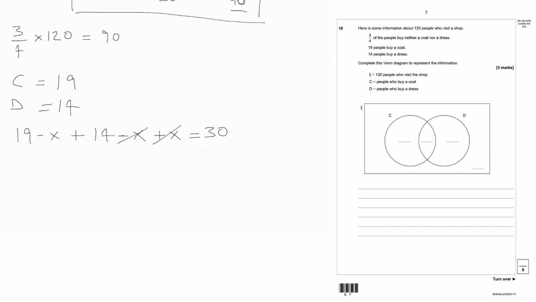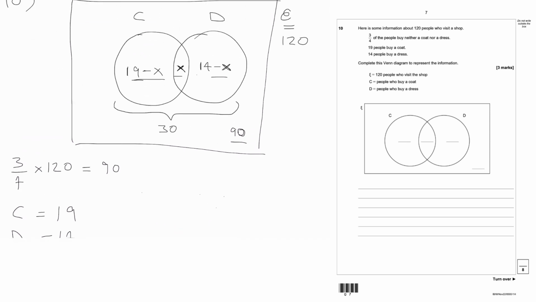So we have, in this case, the X's cancel out. So we have a minus X and a plus X. These cancel. And we are left with 19 plus 14 minus 30 equals X. So this gives us that X is equal to 3.